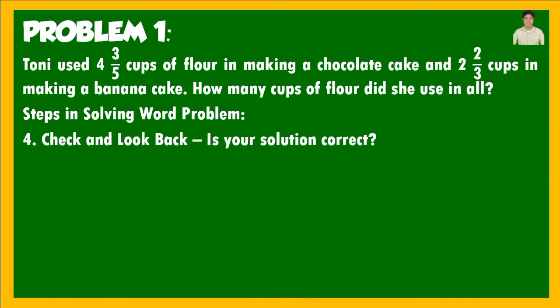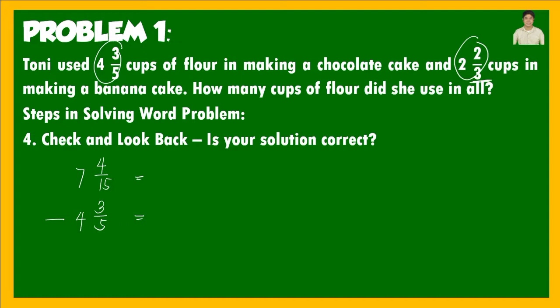So, yung last step natin is to check and look back. So, kailangan nating malaman kung yung ating nakuhang kasagutan ay tama or mali. So, para malaman yun, kailangan nating isubtract yung 4 and 3/5 o kaya naman 2 and 2/3 dun sa ating nakuhang sagot kanina, which is 7 and 4 over 15. So, 7 and 4 over 15 minus, halimbawa, yung 4 and 3/5. Okay. So, kailangan na makuha nating sagot ay 2 and 2/3. Otherwise, mali po yung ating sagot.